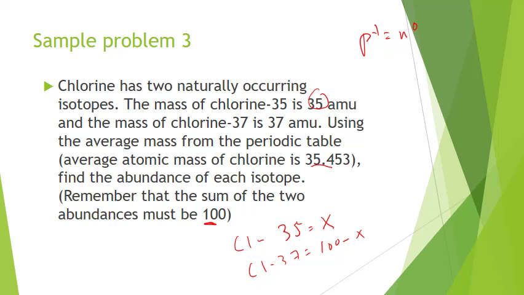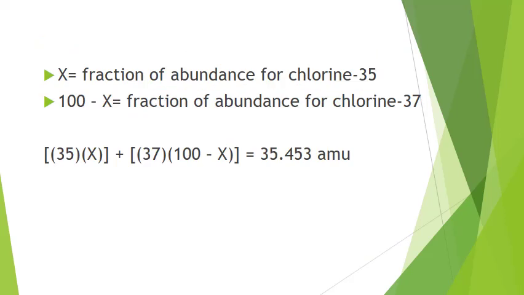All right, so we're still using our same basic equation, which is the mass times the percentage. But in this case, we don't know what the percentage is, so we're going to be using our x's and our 100 minus x. So let me show you how we set that problem up. All right, so we have x is equal to the fraction of the relative abundance of chlorine 35, and we have 100 minus x as the fraction of abundance.